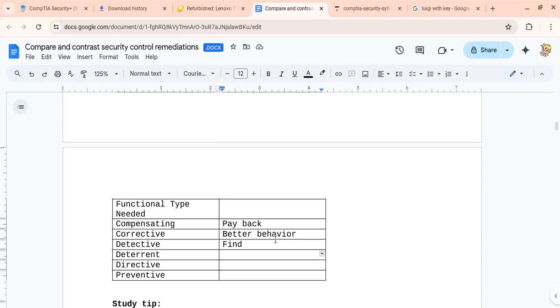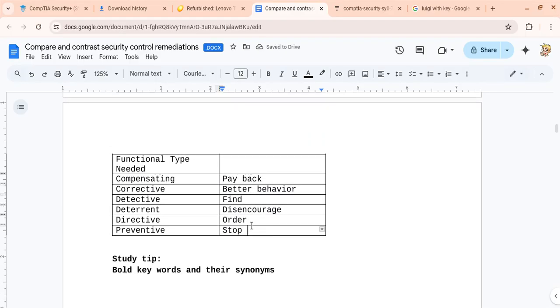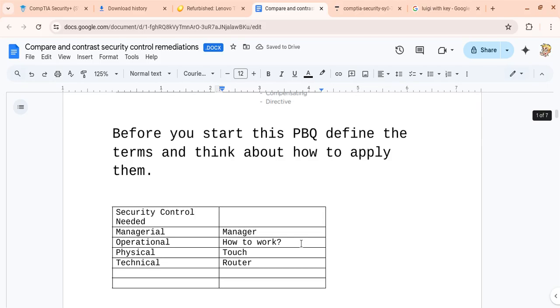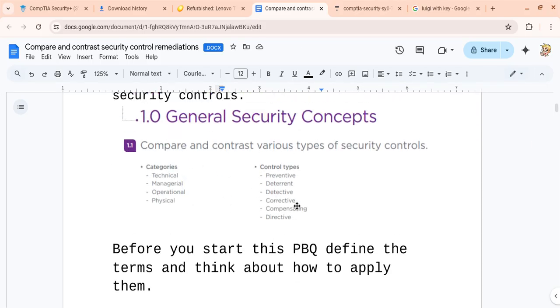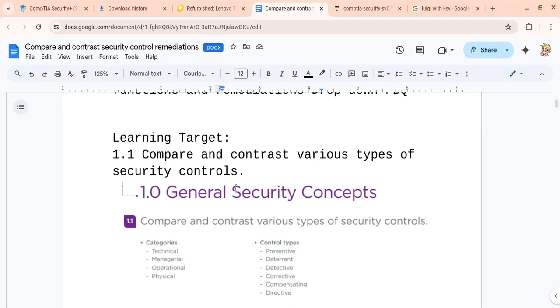Not quite the same as preventative. Discourage, like you shouldn't really be doing that, something like that, but not too strictly controlling. Okay, directive is like an order, direction, yeah, the way that you should be doing something. And preventative, to totally not allow it or to stop it. Okay, that kind of just helps me organize myself, knowing that it's going to be related to the question.